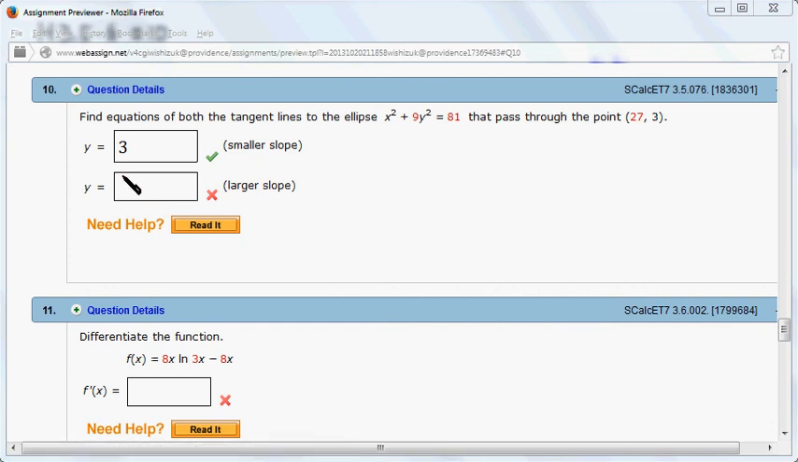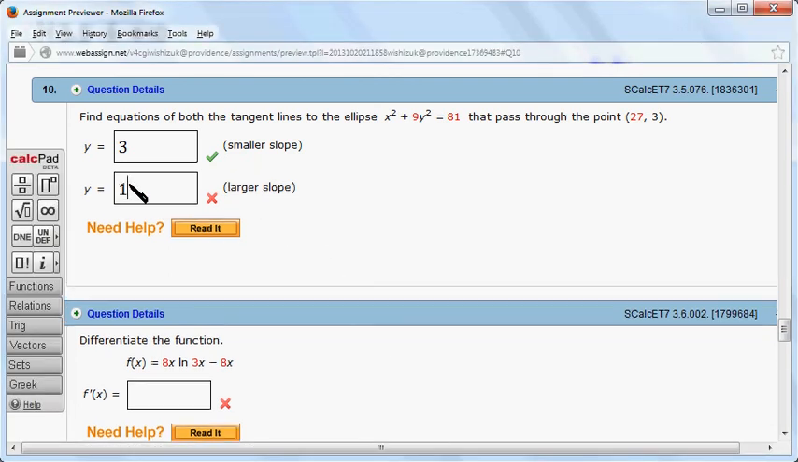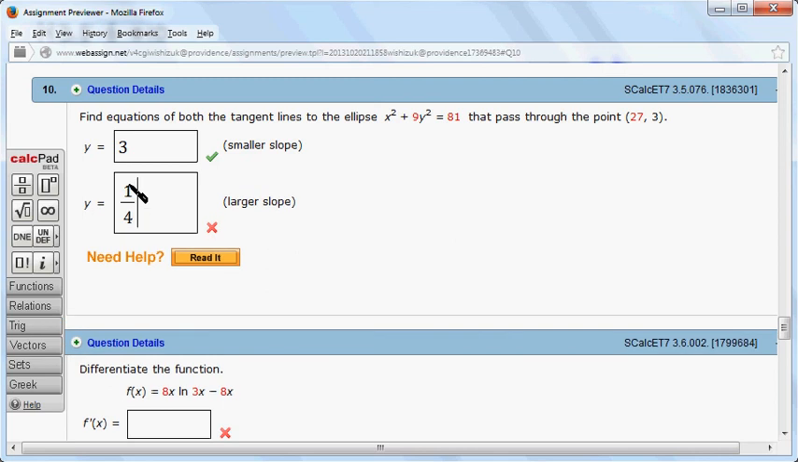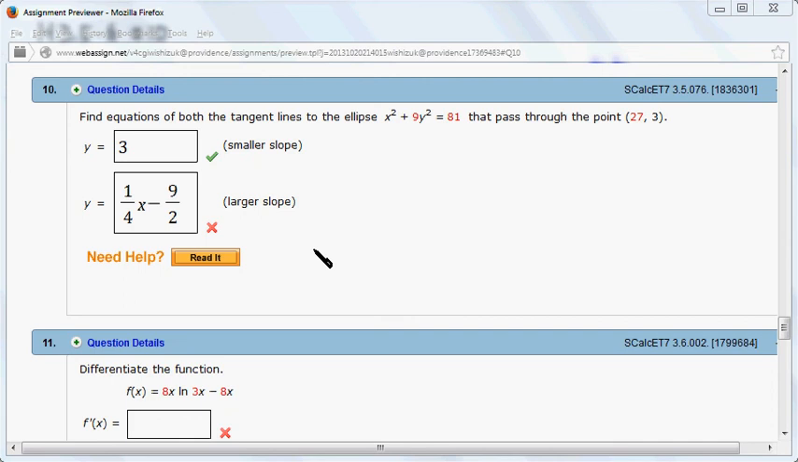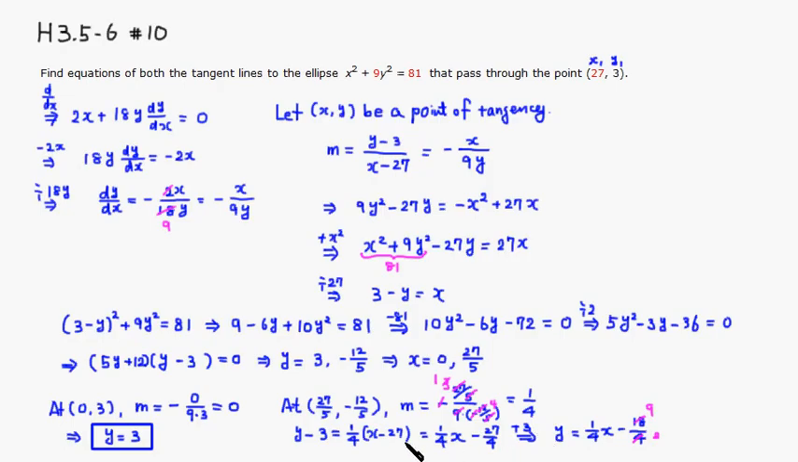All right, so let's type it in. The answer we found was 1/4 x minus 9/2. All right, let's check the answer. Okay, it came out wrong. I have to find a mistake. I think I know where it is. I think I messed up this computation right here. Sorry about that.